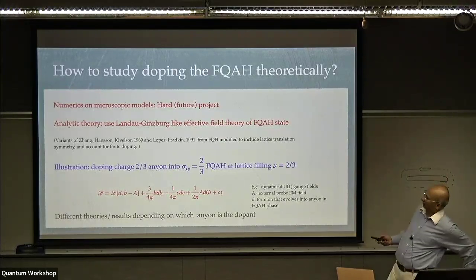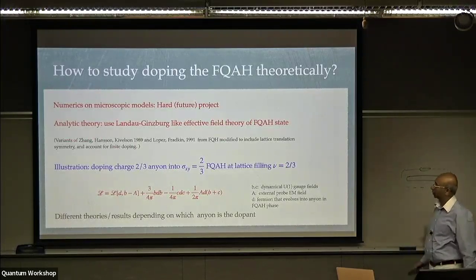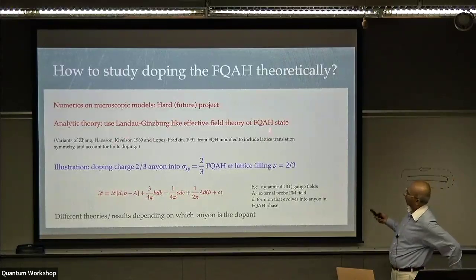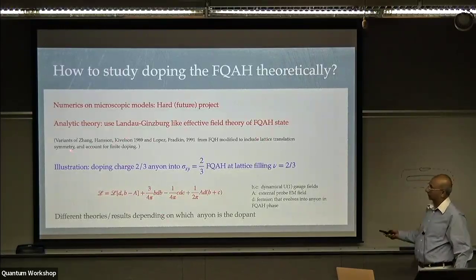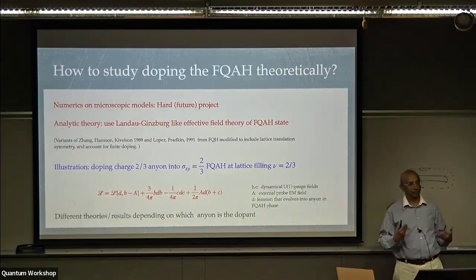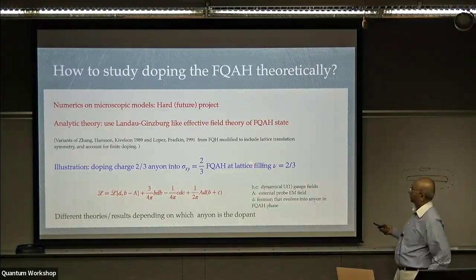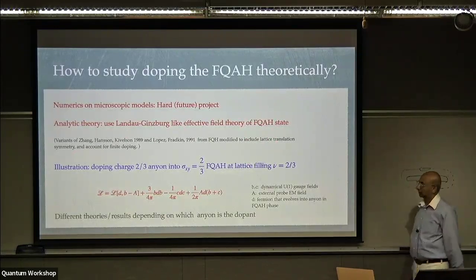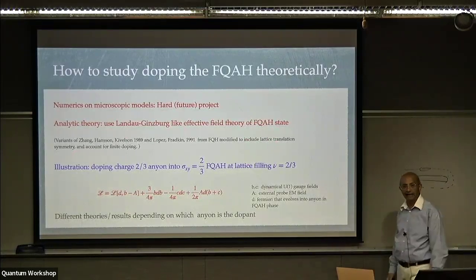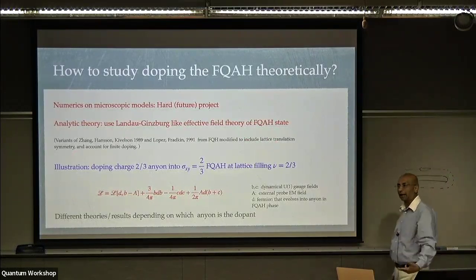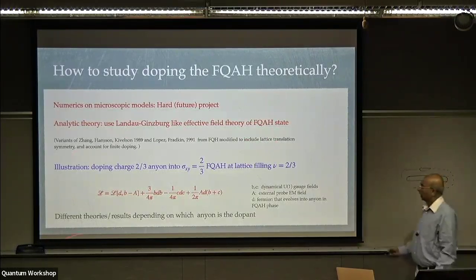Instead, we tried to do something simple analytically and to use a Landau-Ginzburg-like effective field theory for the fractional quantum anomalous Hall state. And for the fractional quantum Hall state itself, there's a long history of doing effective field theory, Ginzburg-Landau type field theories. But now we want to generalize that to include the existence of lattice translation symmetry and use that to give an answer for what could happen when you dope the system.